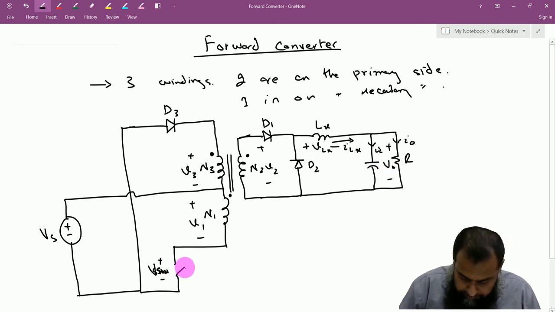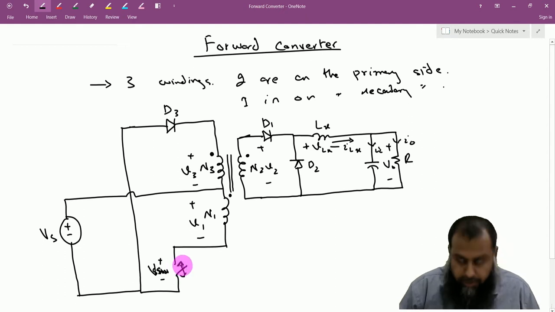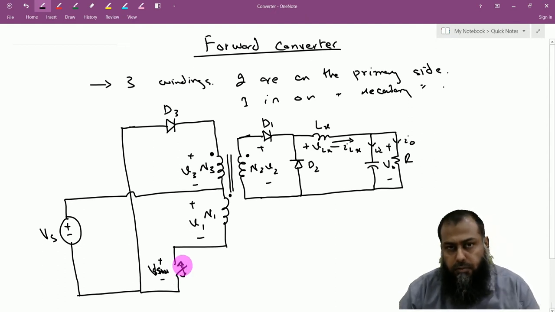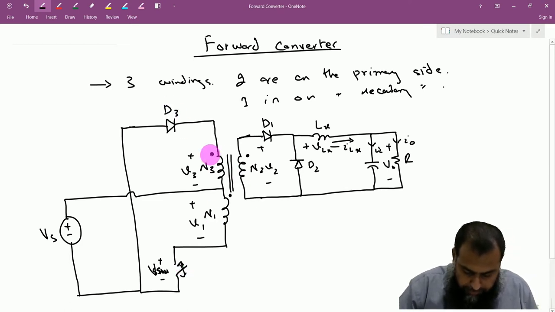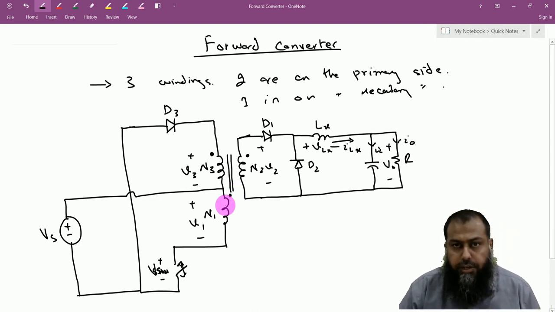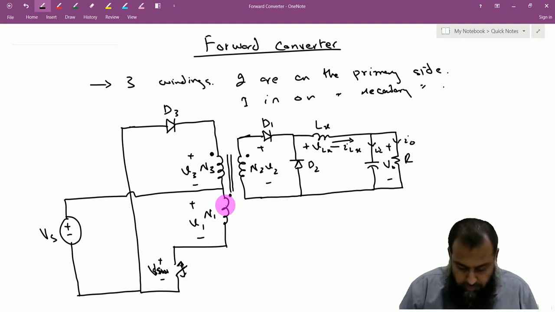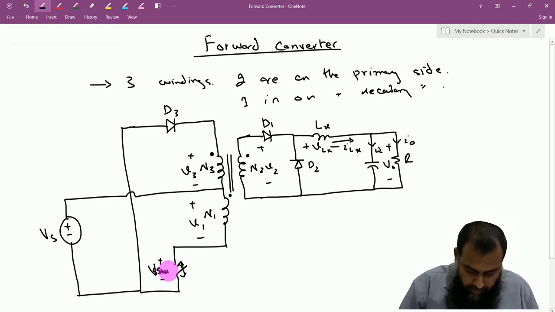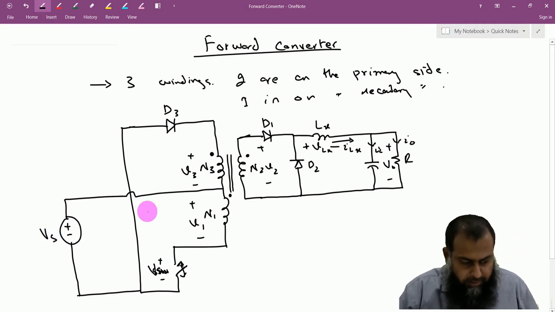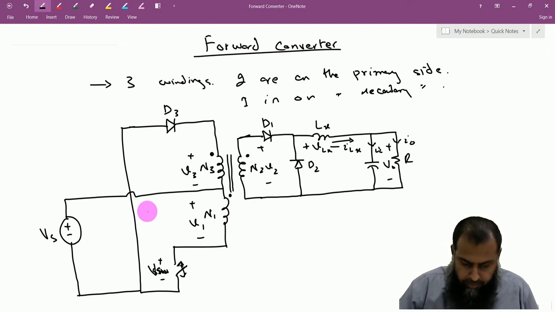We have only one switch here that can be turned on and off based on some control algorithm. We have a diode D3 here. So we have three windings. N1 and N2 constitute the operation when we turn on this switch S1, or the switch SW. And this D3 actually works when we turn off the switch. Likewise, we have VS, which is the supply voltage. So let us analyze this particular circuit.